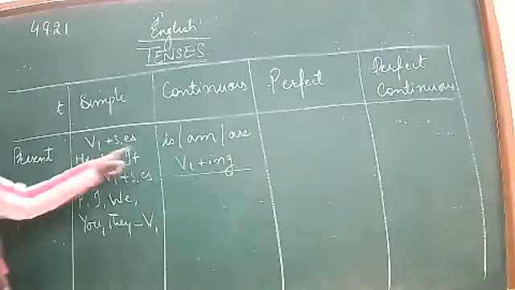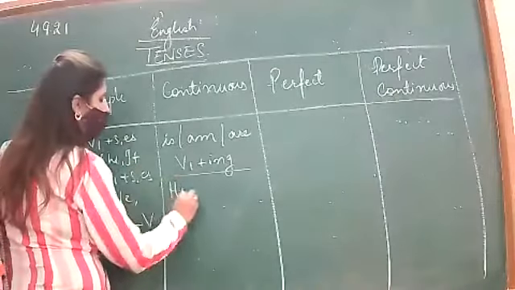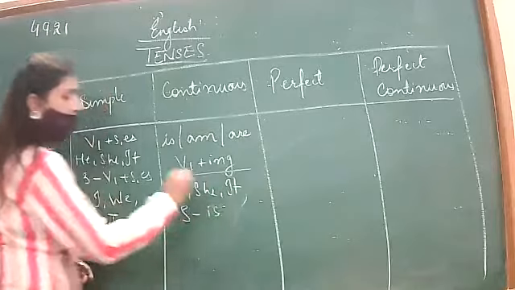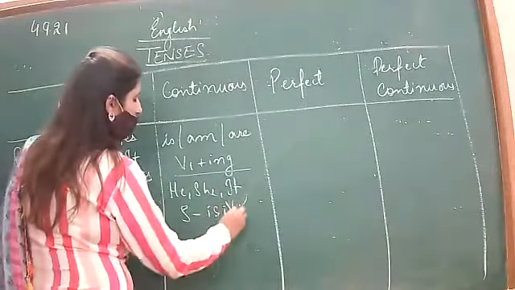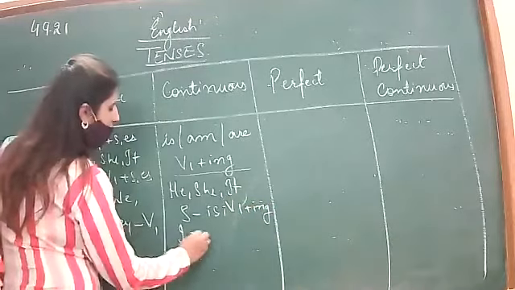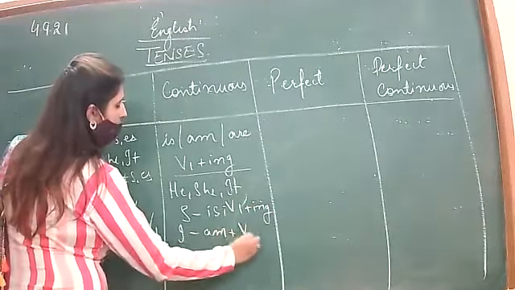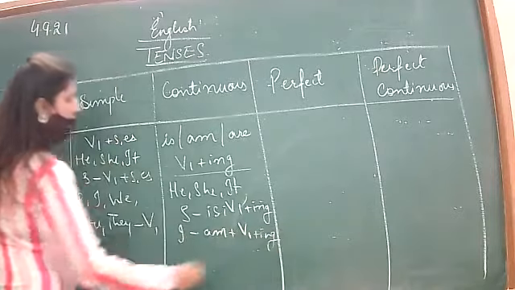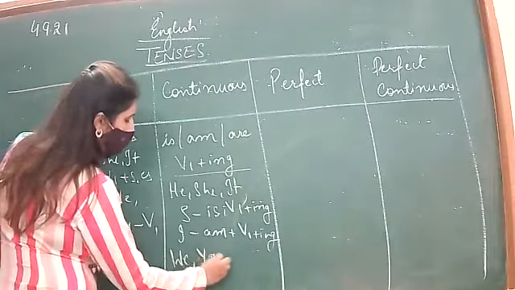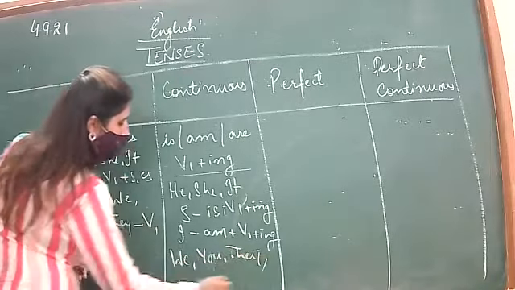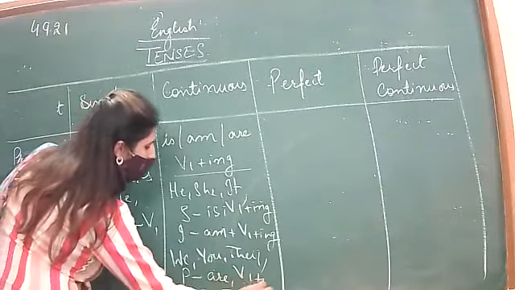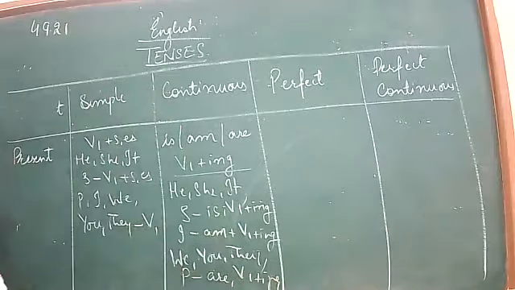So with he, she, it, and singular, we use is plus verb first form plus ing. With I, we use am plus verb first form plus ing. And with we, you, they, and plural, we use are plus verb first form plus ing.